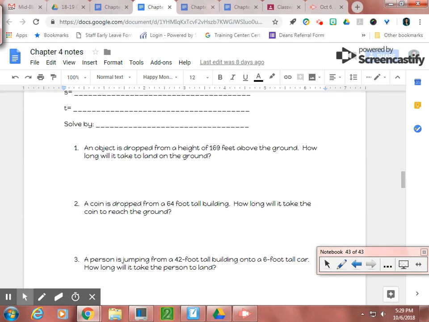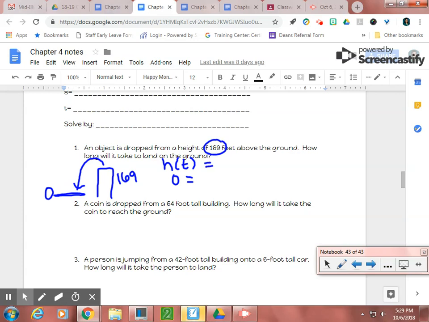Okay, so let's look at some examples of this. An object is dropped from a height of 169 feet. So my height is 169 feet above the ground. How long will it take to land on the ground? So we're going from here down to here, which is 0. So our h of t is going to be 0. Then negative 16t squared. The negative 16 is always going to stay. That's like our gravity that's behind it. Our t is what we're looking for. And then our starting point, which is 169.